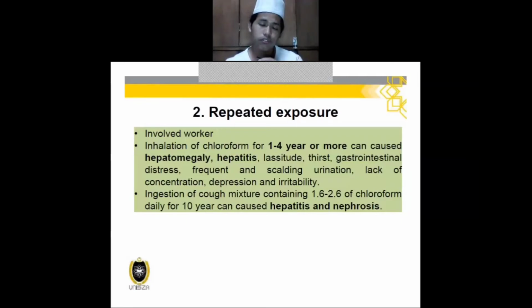Inhalation of chloroform for 1 to 4 years or more can cause hepatomegaly, hepatitis, acute thirst, gastrointestinal distress, frequent and scalding urination, lack of concentration, depression, and irritability. Ingestion of cough mixture containing 1.6 to 2.6 of chloroform daily for 10 years can cause hepatitis and nephrosis.